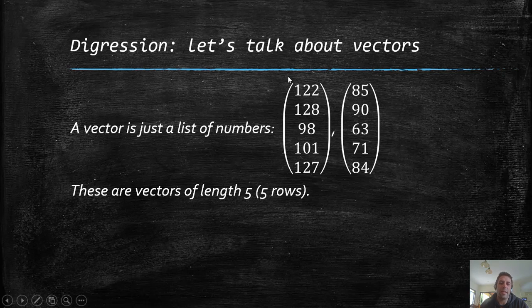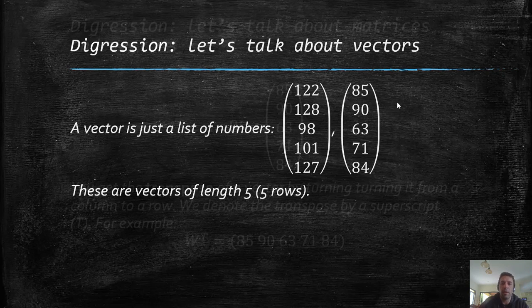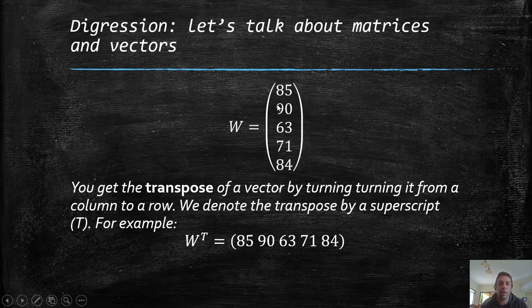So a vector is just a list of numbers, right? Here we have two vectors. Both of them are length 5 vectors. And you can see that they're arranged as a column. These are column vectors. So if this was W, a column vector, W^T is called the transpose of W. It's just the corresponding row vector. Notice these are the same list of numbers. This is just a column, and W^T is a row.